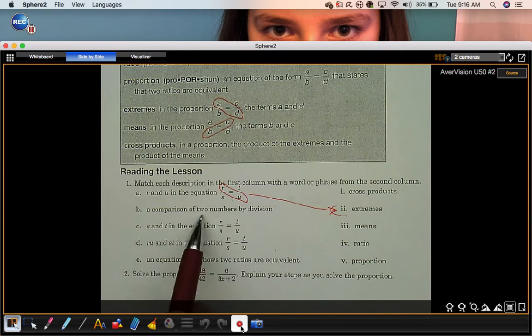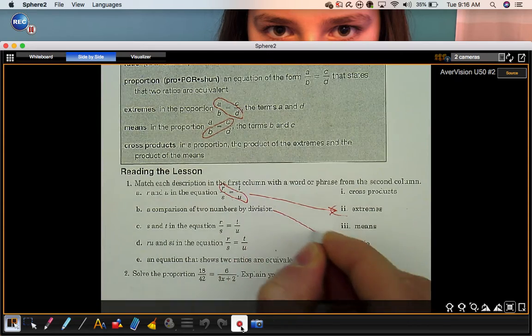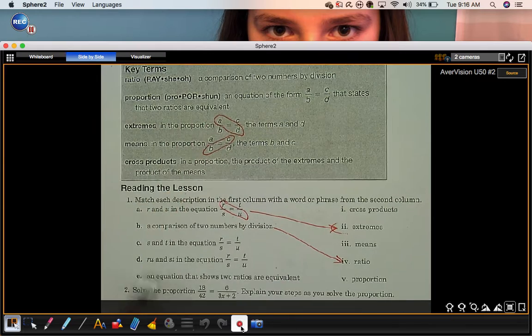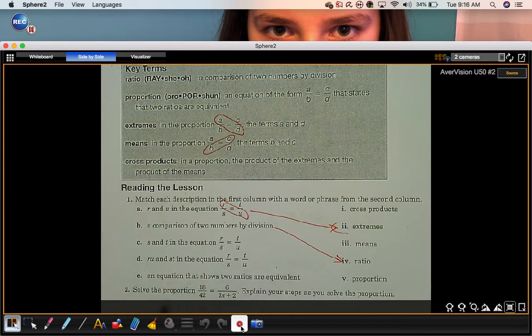Part B says a comparison of two numbers by division. That's what a ratio is. If you're not sure, look up here. Part C, S and T in this equation. Those would be your means.